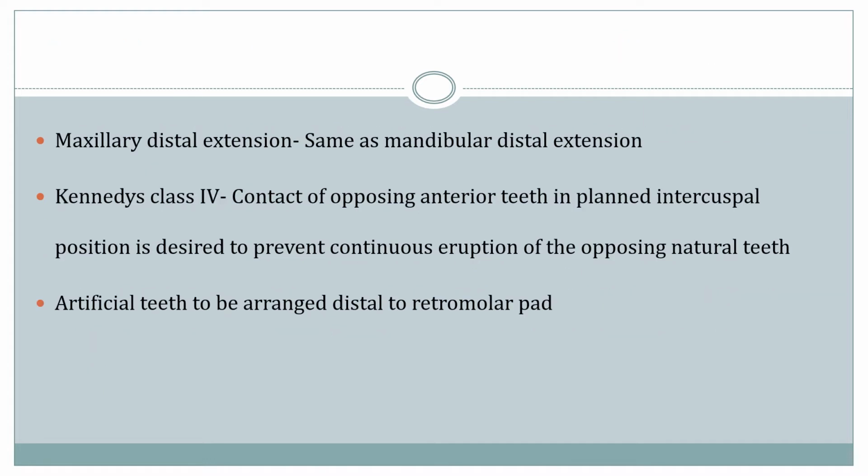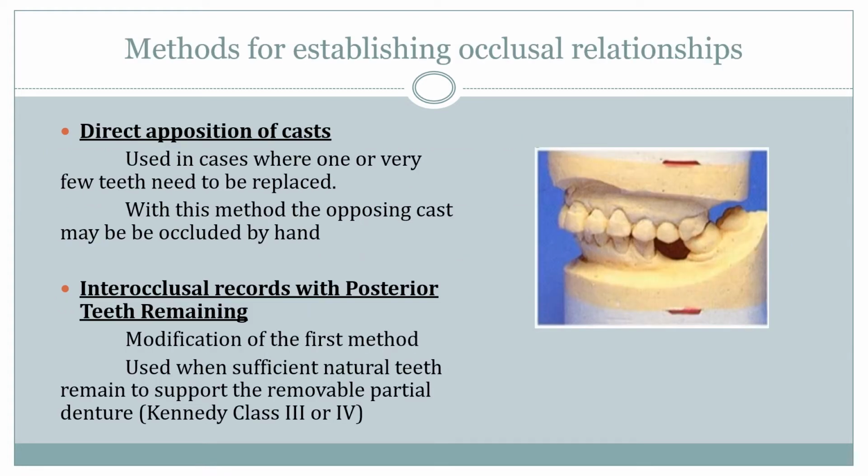So your maxillary distal extension is just like the mandibular distal extension. In Kennedy's class 4, the contact of opposing anterior teeth in the intercuspal position is desired to prevent the continuous eruption of the opposing natural teeth. So the overjet and the overbite have to be taken care of in Kennedy's class 4. Then artificial teeth must be arranged distal to the retromolar pad. If there is an inclined plane, there is usually instability of the denture. So try not to arrange teeth on the steep inclined plane in your distalmost edentulous space.